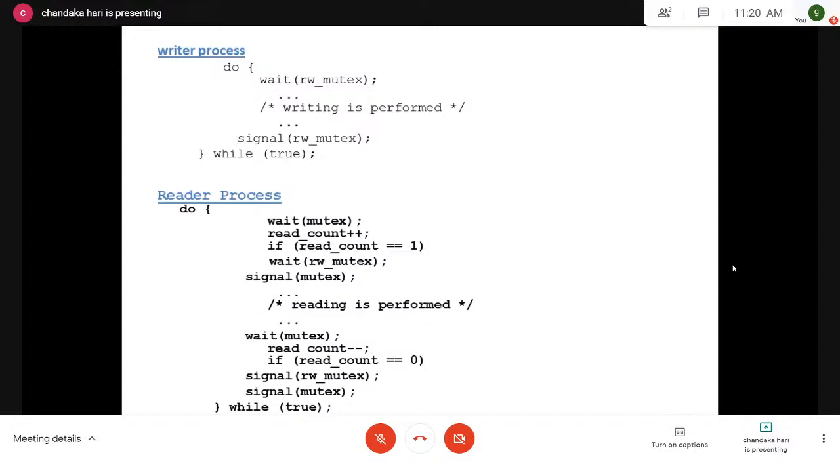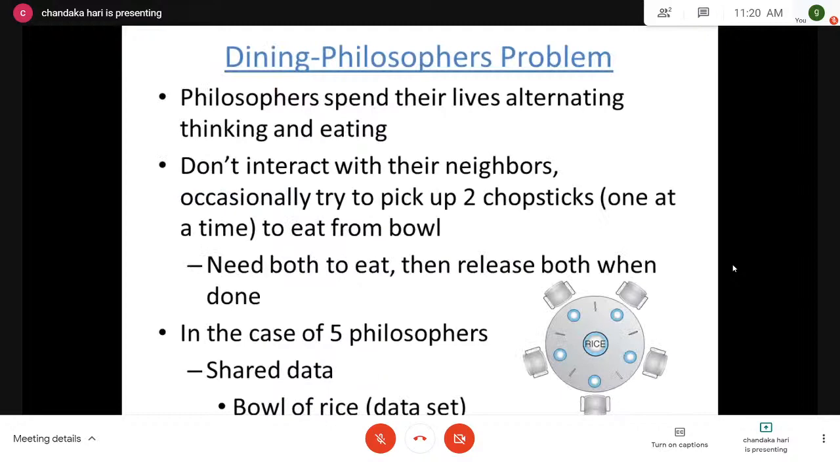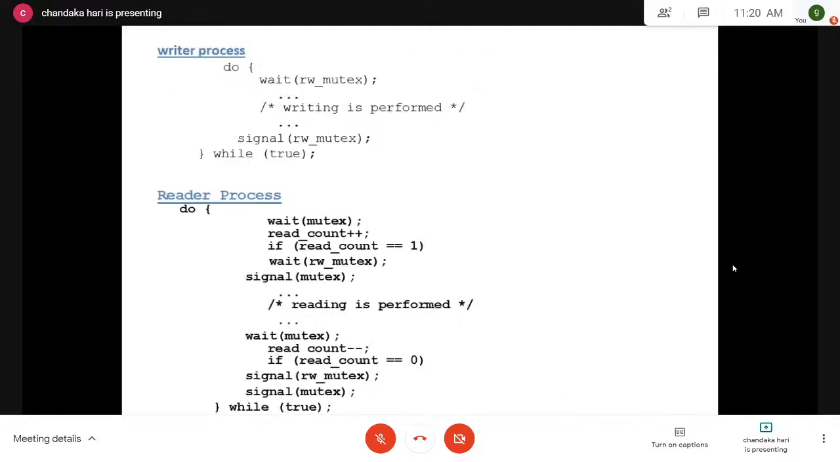So while one person is reading one data, any number of readers are allowed, but no one is eligible for writing. While one person is making a write, no one is allowed for reading as well as writing. This is how we have solved the readers-writers problem.